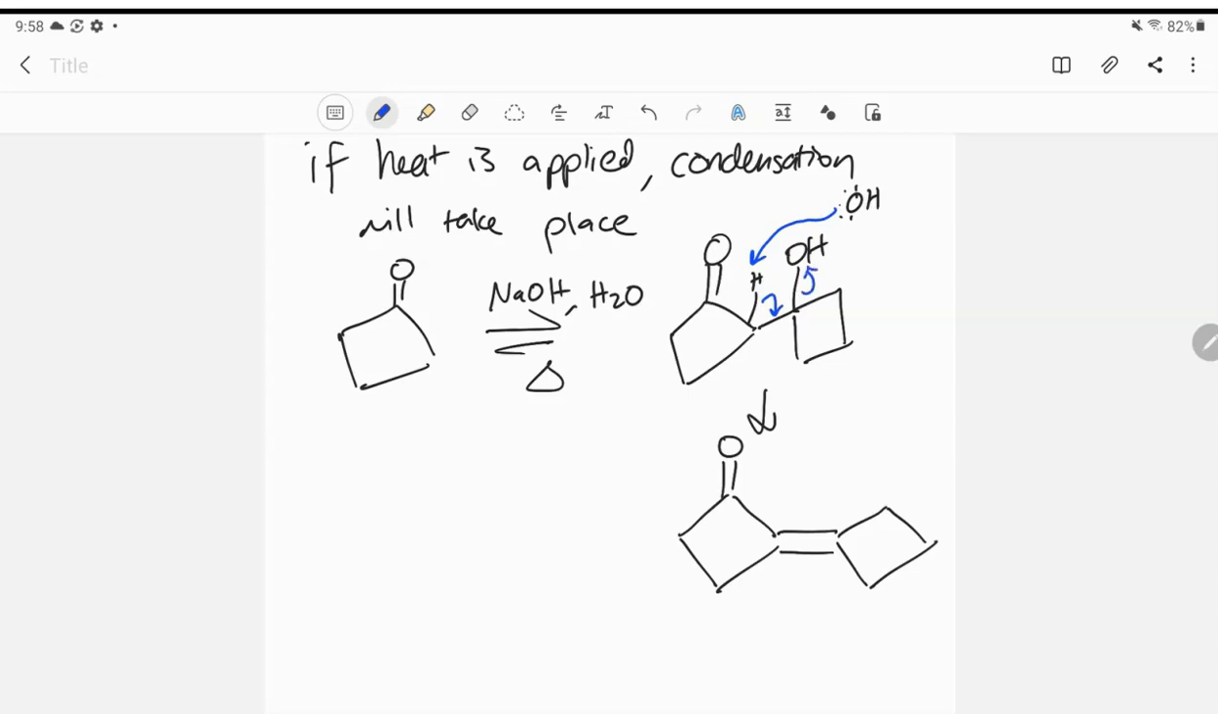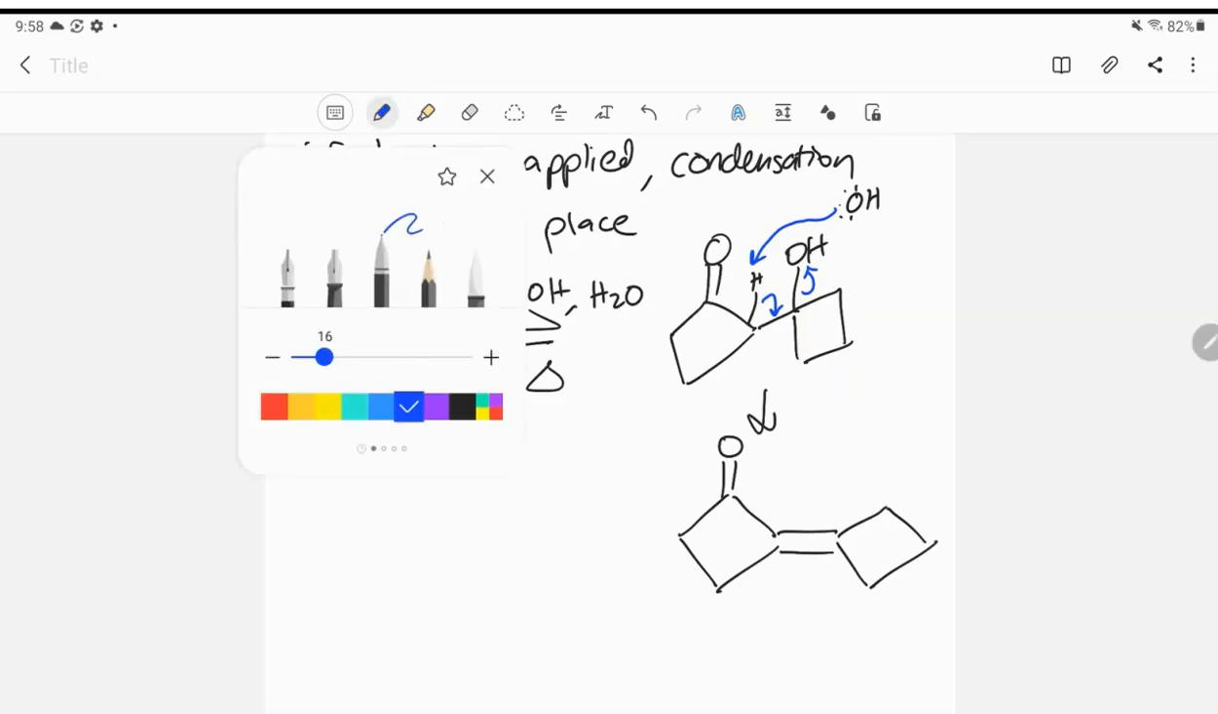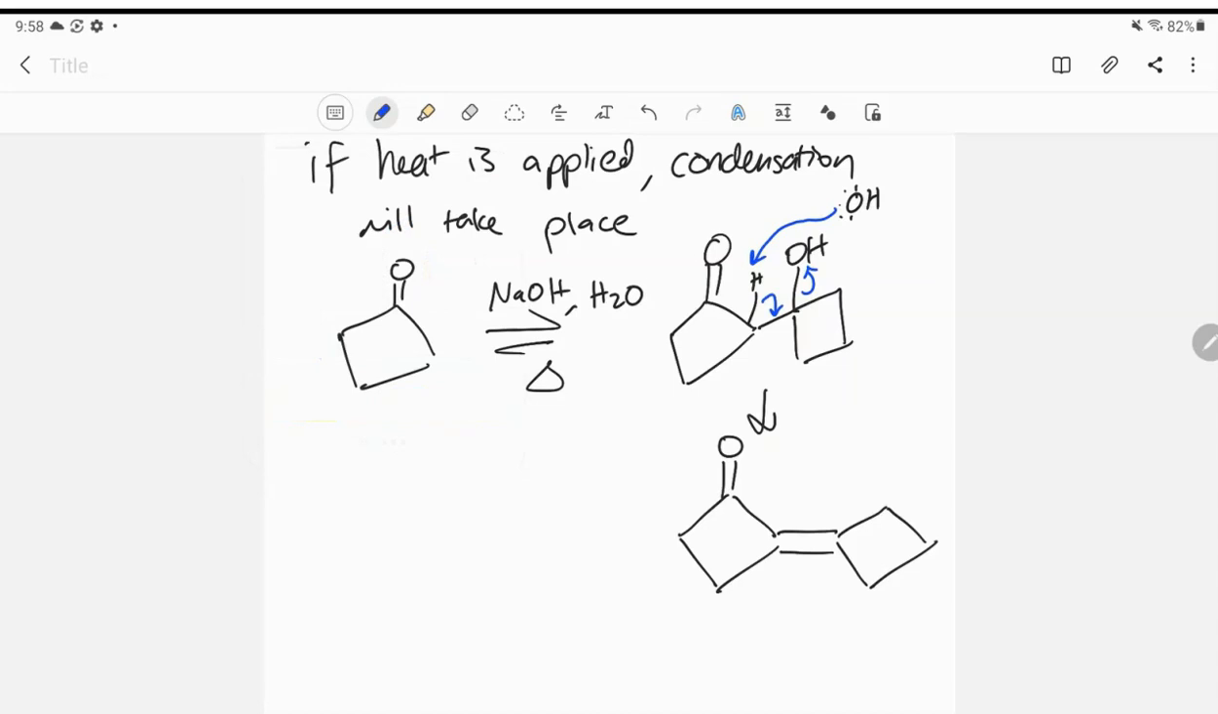You end up eliminating. You already have hydroxide present in this, so it's okay to have hydroxide as a leaving group here because you're just regenerating your catalyst, as it were. And so you'll end up favoring the elimination product, and you'll end up with the double bond instead of the alcohol. So now we have an alpha-beta unsaturated ketone.